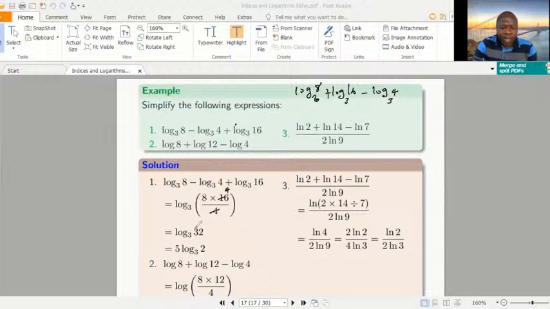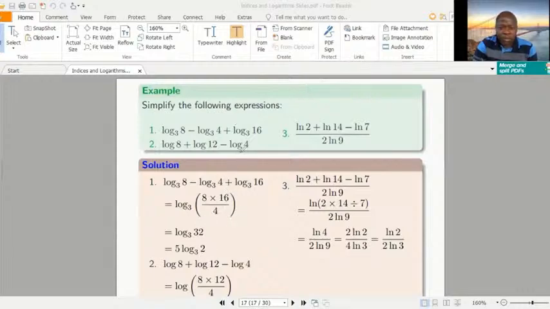And I sought to simplify this further. I found that 32 was the same as 2 raised to 5. So it's the same as the log of 2 raised to 5 to base 3. And then using another law of logarithm, 5 goes there. That's what I wrote. So we have just simplified the question using the laws of logarithm.